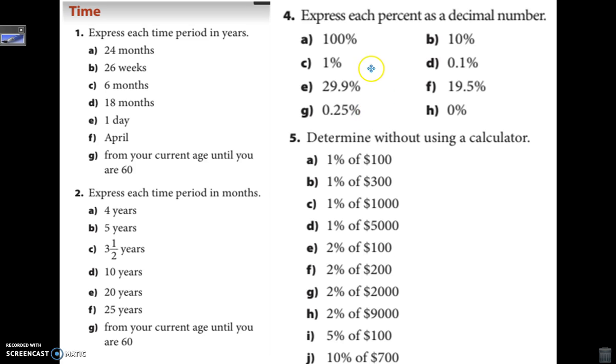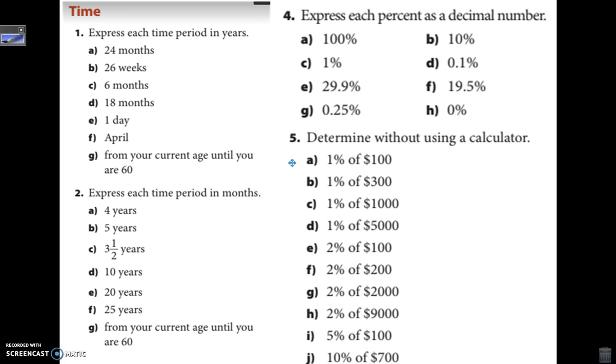Express each percent as a decimal. To do that, you just take the percent and divide it by 100, and that's how we can put it as a decimal. On the flip side, for question 5, determine without using a calculator: 1% of 100. That's just 1. 1% of 300 is 3.